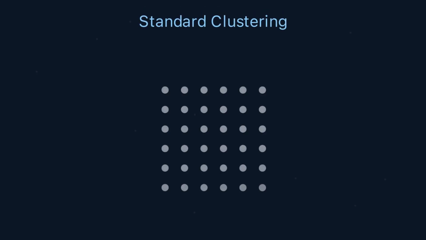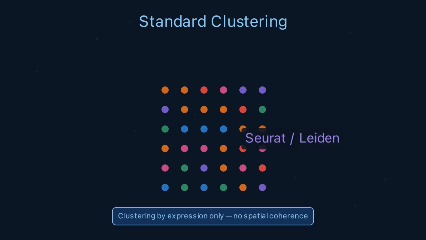Traditional clustering methods like Seurat or Leiden group cells purely by gene expression. Cells with similar expression profiles end up in the same cluster regardless of where they sit in the tissue. This is like grouping city blocks by demographics alone. You might lump together blocks from opposite sides of town.